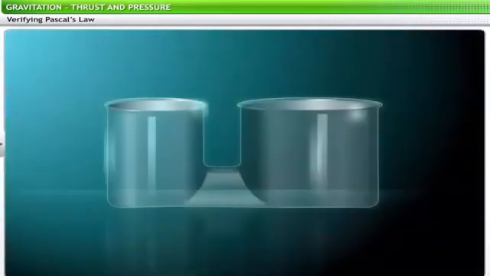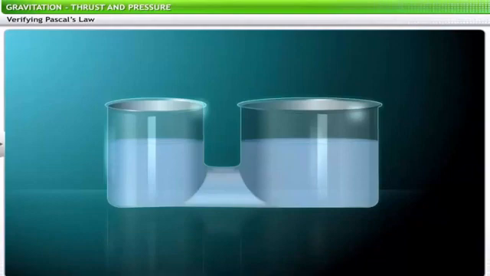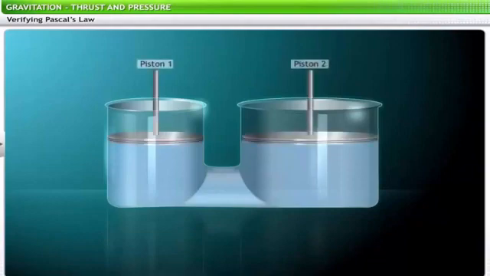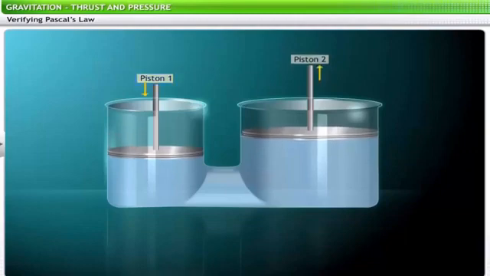We take a container with two openings of unequal cross-sectional areas. We fill this container with water and then close the openings with airtight pistons, 1 and 2. Then we push piston 1 inwards. As piston 1 is pushed inwards, piston 2 moves outwards.